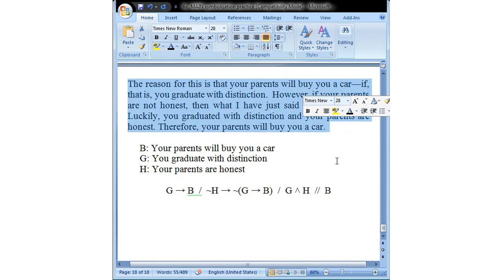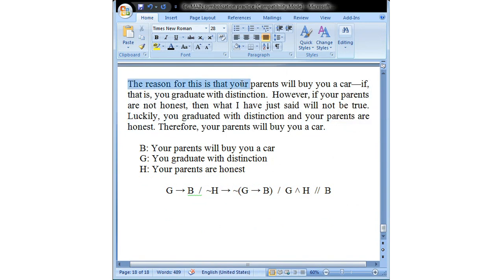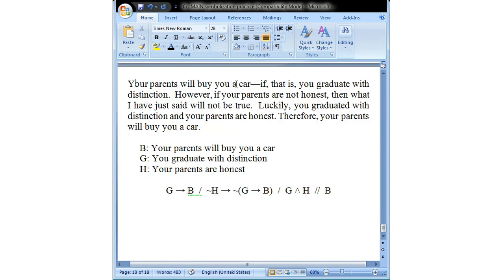A good or a bad argument? The reason for this is that we'd have to start with: your parents will buy you a car. Let's reread. Your parents will buy you a car if you graduate with distinction. However, if your parents are not honest, then what I've just said won't be true. Luckily, you graduated with distinction and your parents are honest. Therefore, your parents will buy you a car.